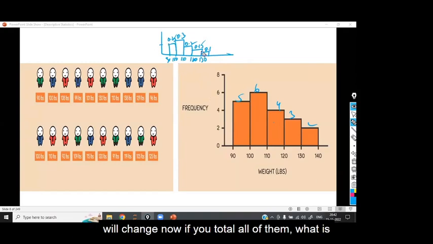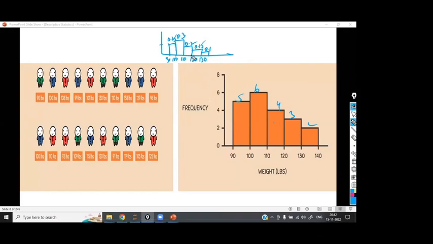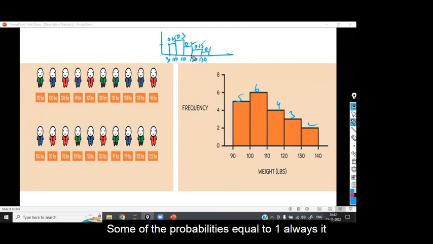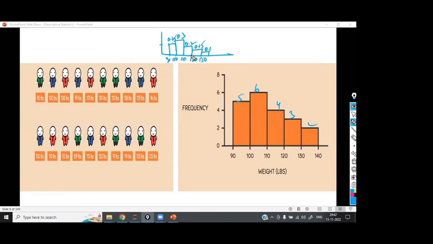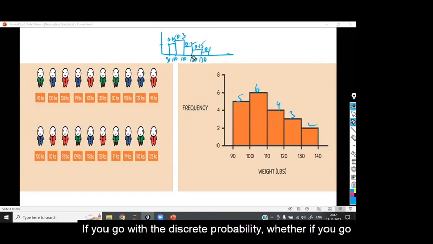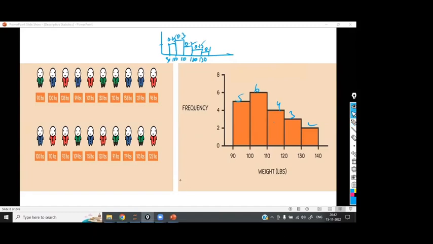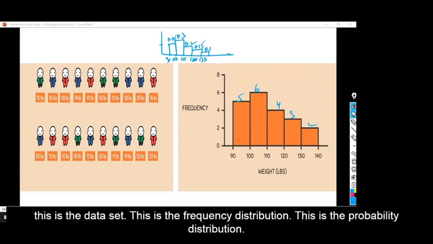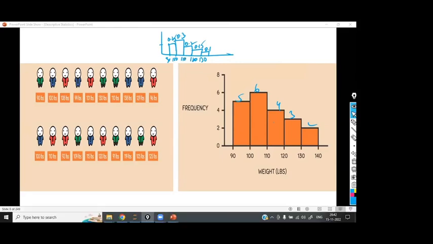Now, if you total all of them, what is the total? The sum of the probabilities is equal to 1. Always it is equal to 1 only. Whether you go with discrete probability or continuous probability, the answer remains the same: the sum of the probabilities is equal to 1. Simple. This is the data set. This is the frequency distribution. This is the probability distribution.